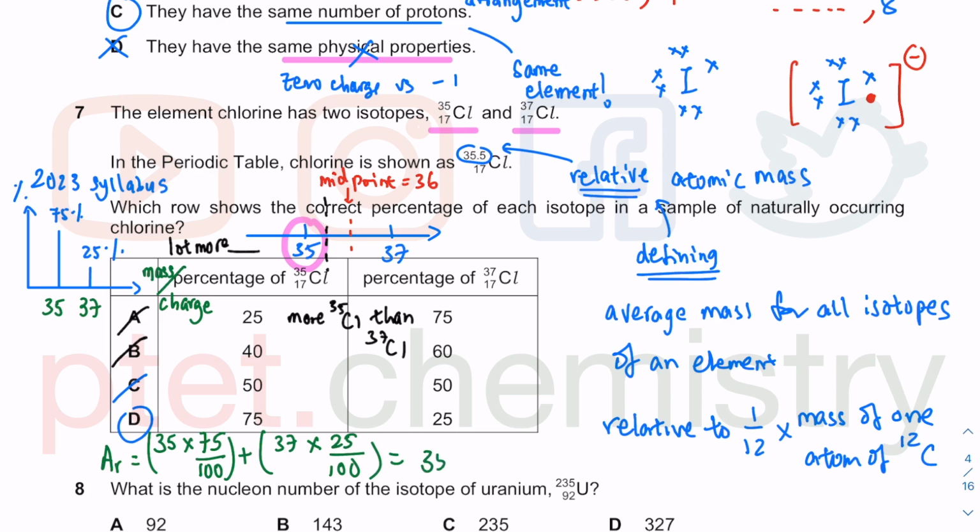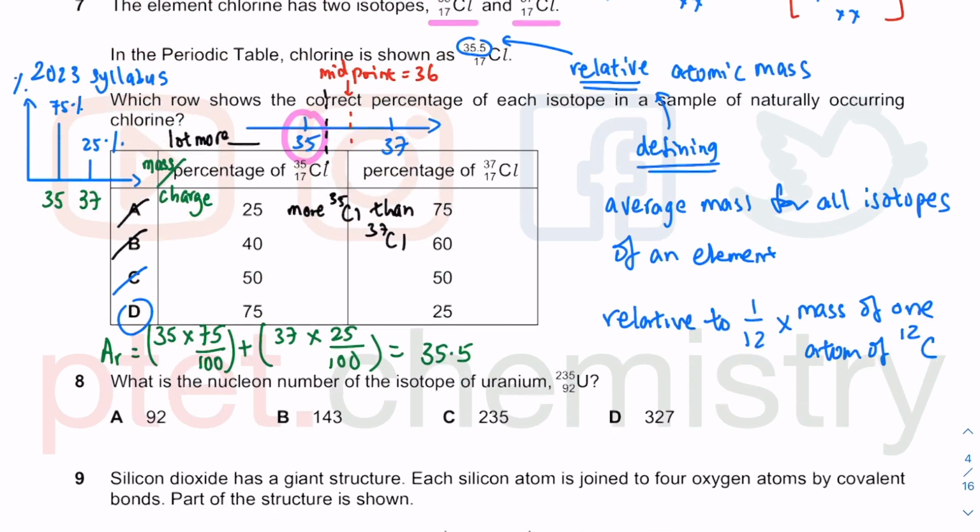You get exactly 35.5. Or you could do 35 times 75 plus 37 times 25, the whole thing divided by 100. It is the same mathematics and should give you this relative atomic mass.